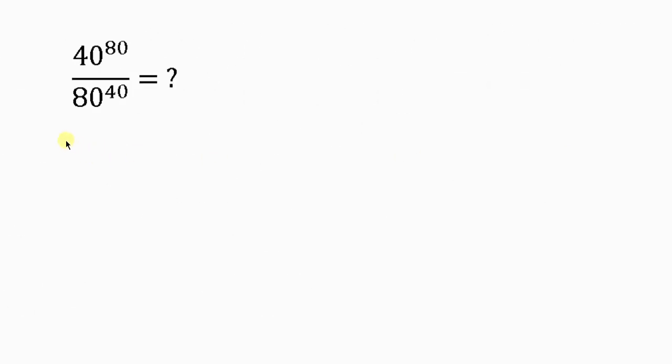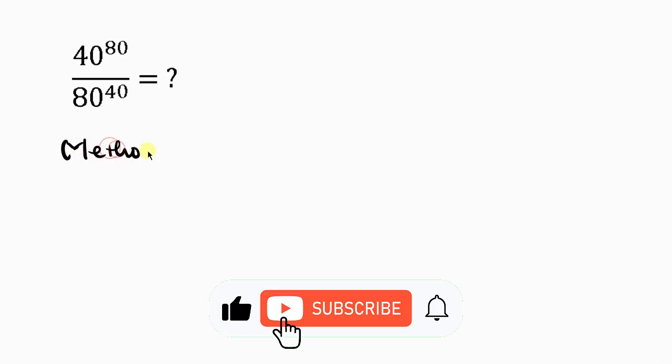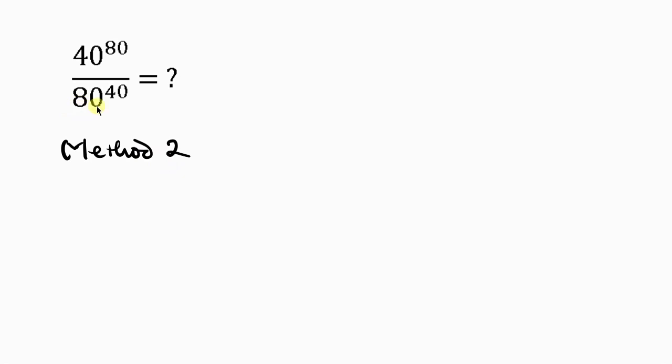All right, now for method 2, I'm going to be writing method 2 here. Our first step for method 2 will be for us to break down this 80 such that it has 40 in it. So for the numerator, we have 40 to the 80 all over the denominator. I'm going to be breaking it down such that it has 40. And this will be 2 times 40. So 2 times 40 gives 80, and it is raised to a power of 40.